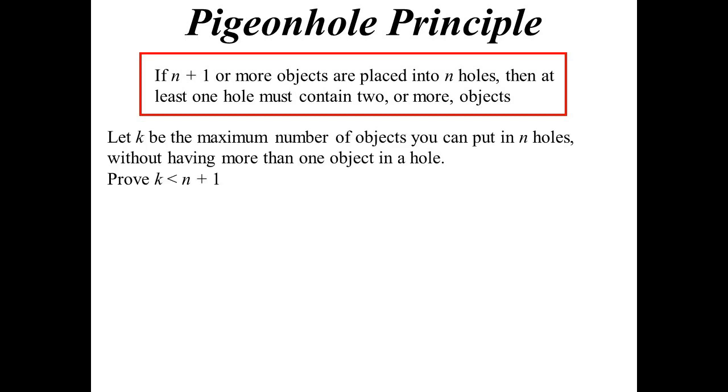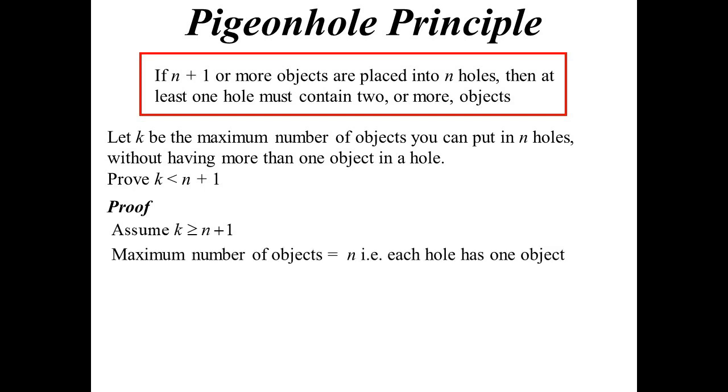Now, let k be the maximum number of objects you can put in n holes without having more than one object in a hole. I'm going to prove that k is less than n plus 1. Here's my proof. I'm going to do it by contradiction. I'm going to assume k is actually bigger than or equal to n plus 1. Now, the maximum number of objects equals n. Remember? We said maximum number of objects you can put in n holes without having more than one in a hole. So the maximum number of objects I could have would be n. And that's if there was one object in every hole. But that would mean k, therefore, has to be less than or equal to n. There's my contradiction straight away.